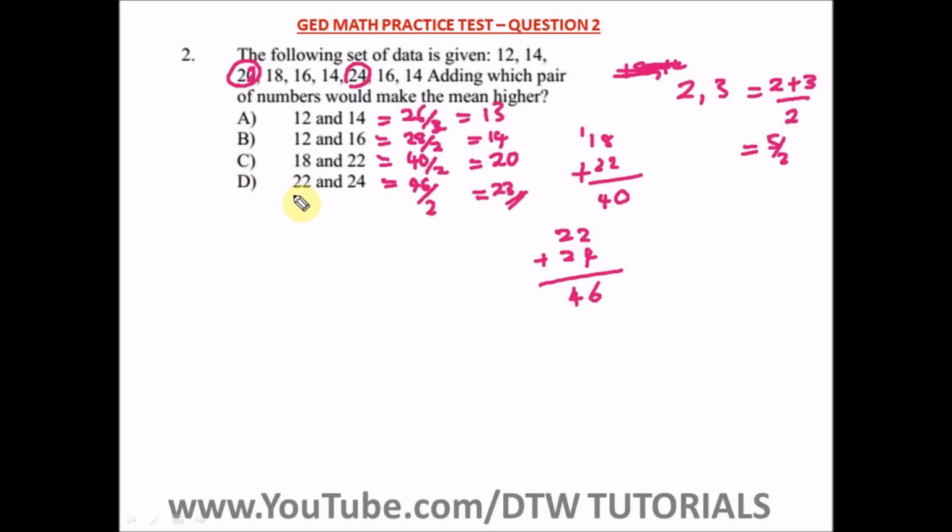So our right option here is option D, which is the pair of numbers 22 and 24. So this is our answer.